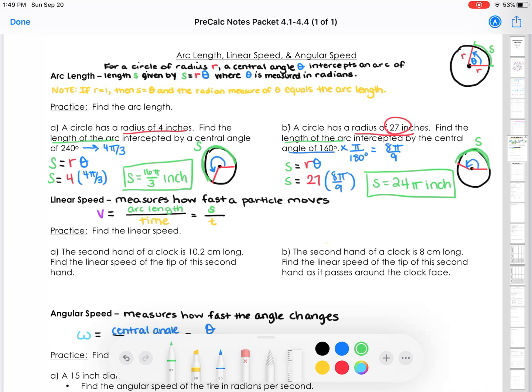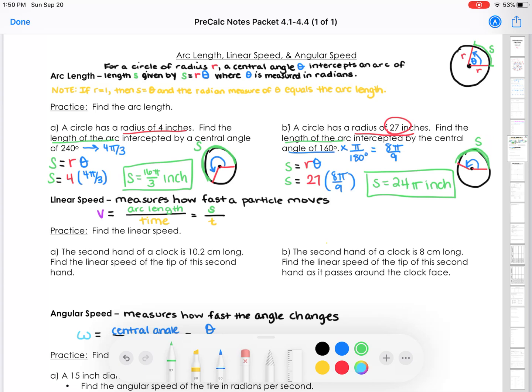The next thing I want to talk about is linear speed. What linear speed is doing is measuring how fast a particle moves. For example, if we had a car and we're looking at the tire, and the tires are rotating as we drive, think of linear speed as measuring how fast this particle moves. So if there's a rock in my tire, how fast does that rock move?